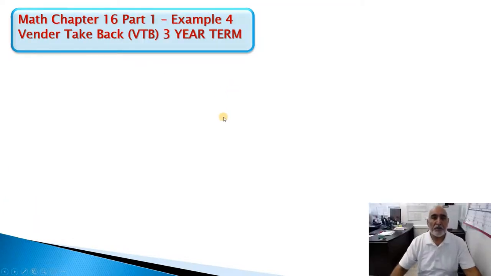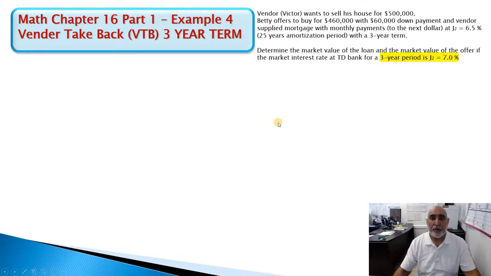Okay, another example, example number 4. We have a vendor, or the seller of the property, Victor, who wants to sell his house for 500,000. Betty offers to buy the house for 460,000 with a 60,000 down payment and a vendor supplied mortgage with monthly payments to the next dollar at J2 equals 6.5% with a 25-year amortization period and a 3-year term.